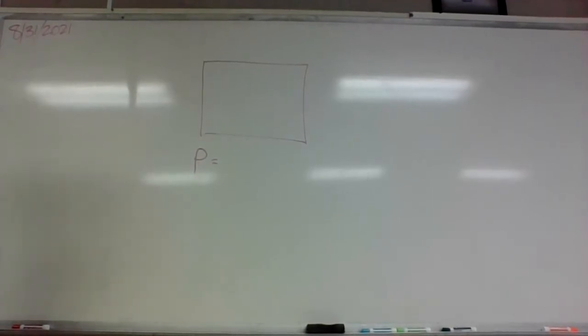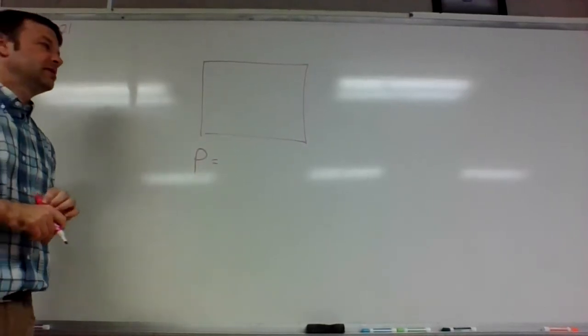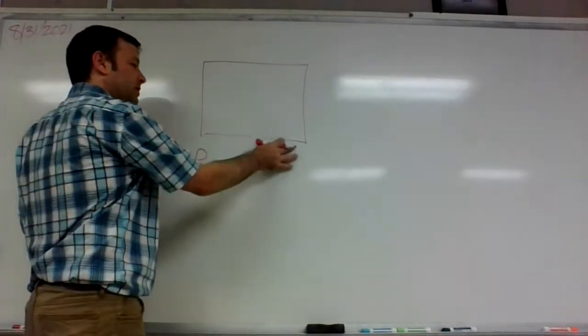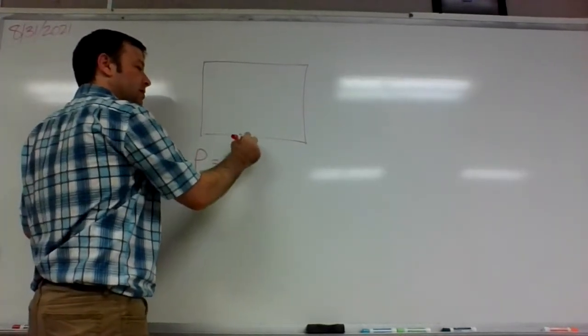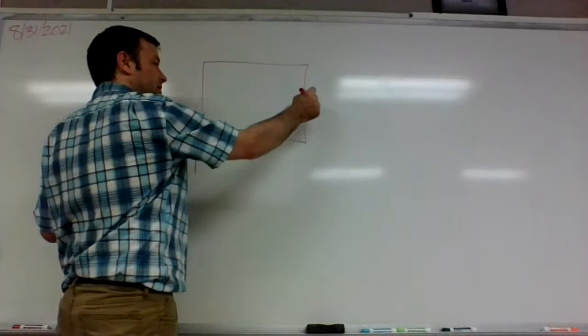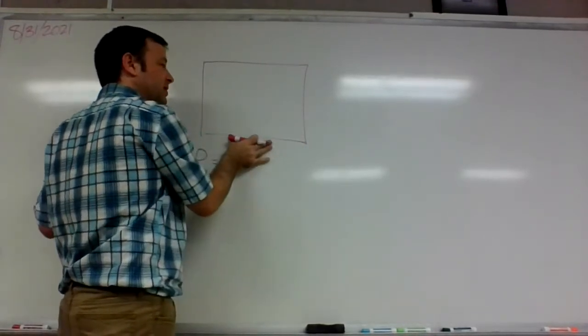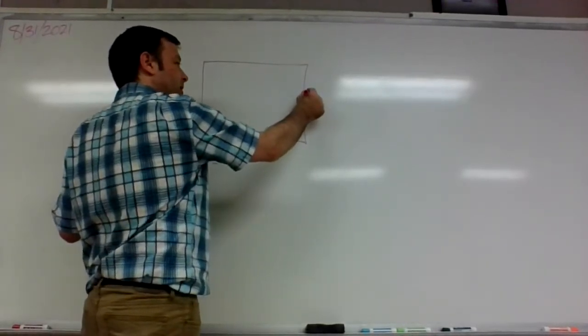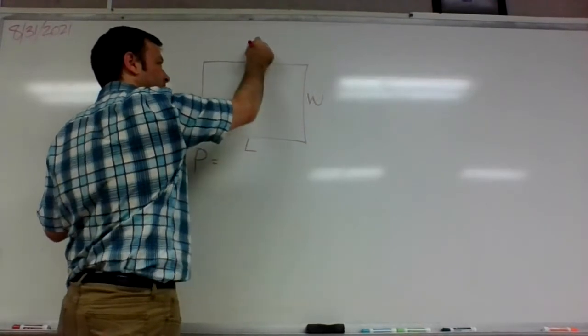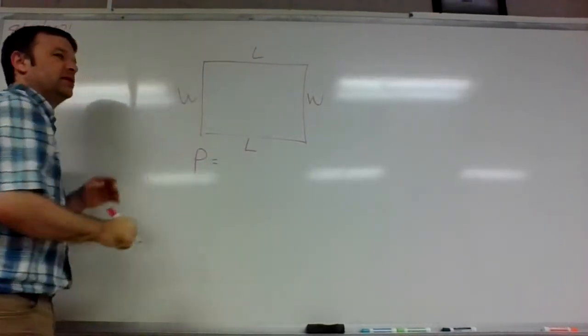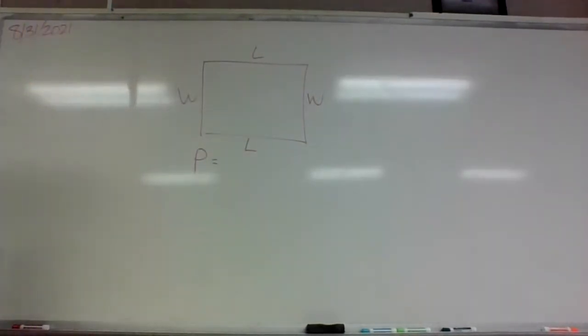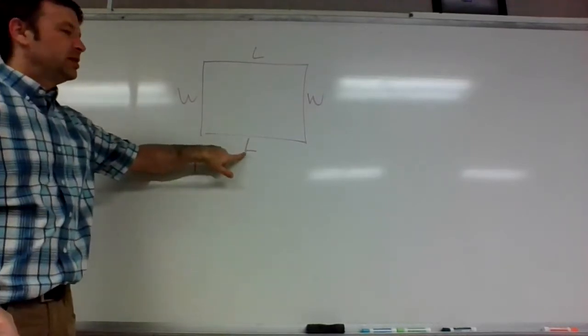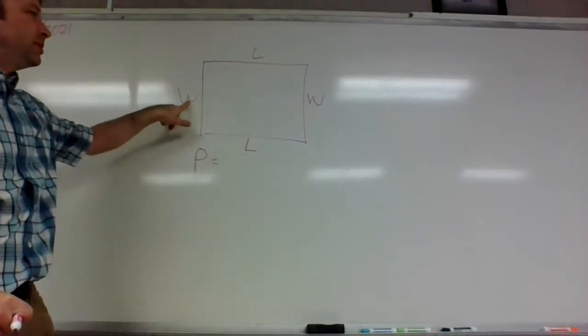Add the sides all together. Right. What do we usually call this long side? Base and length. Sometimes they call it base and height, but probably more often they call it length and width. So this is the length, this is the width. So how do I express that if I add them together? We did this on yesterday's. What is W plus W?